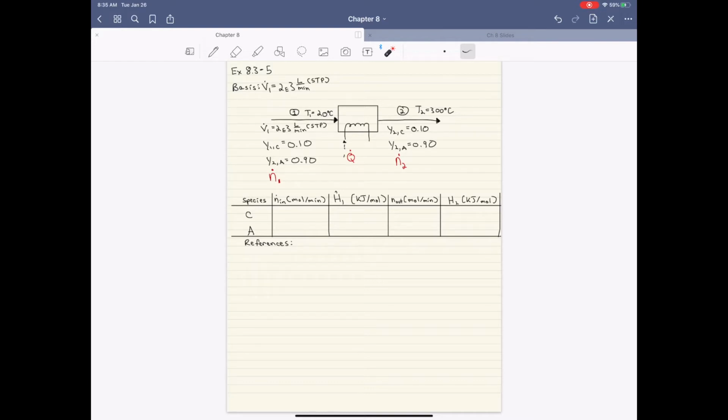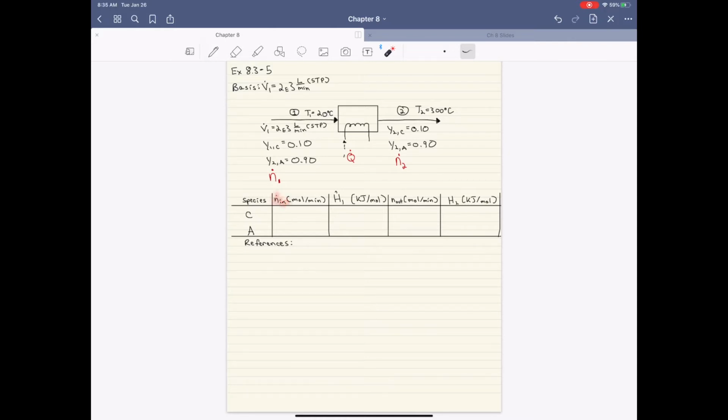But if we had a chemical species that was in different phases, let's say we were dealing with wet steam, in which we had water in both the vapor and the liquid phase, we would actually make 2 different rows for that, even if they're in the same stream. We'll get practice with those types of problems later. For now, we just have 2 rows, one for the methane and one for the air.